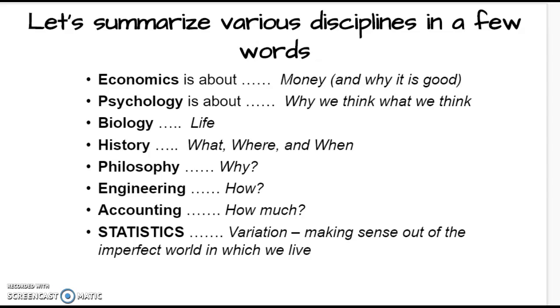All right, so let's look at a few different disciplines and what they really are. Economics is about money. Psychology is about why we think what we think. Biology is about life. History: what, where, when. Philosophy is why. Why do things happen? Engineering is how. Accounting, how much. And then statistics: variation. The world is a chaotic place, and statistics is the attempt to make sense out of all of that chaos. Things vary, people's opinions, everything varies. And so we try to make sense out of all of that. That's what we're going to learn this year.